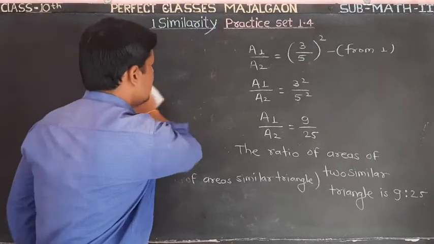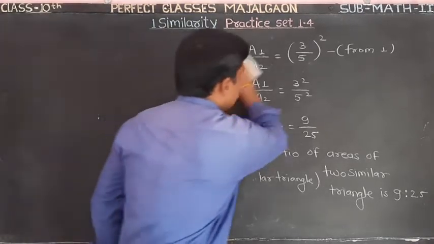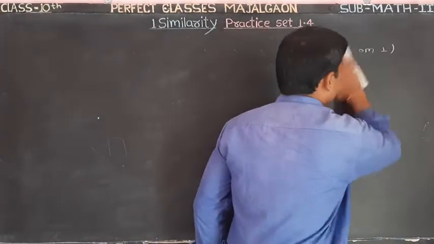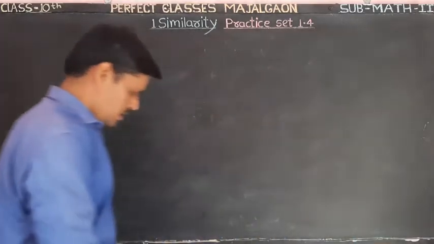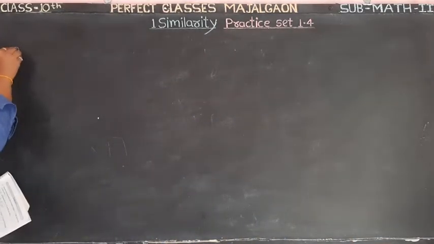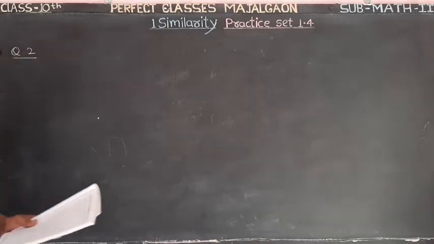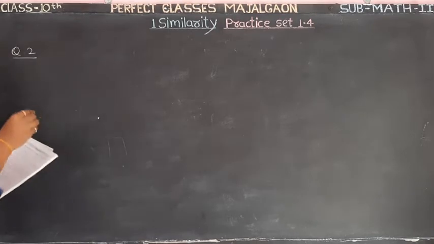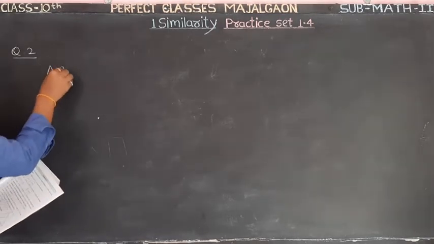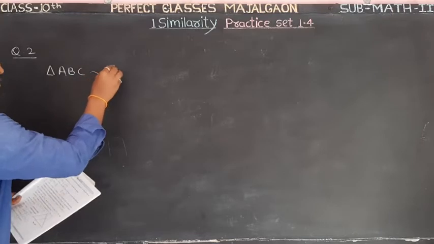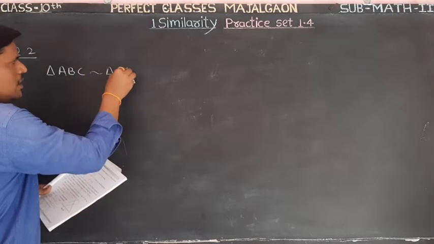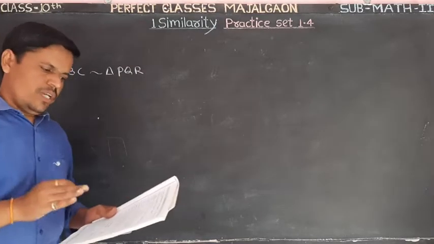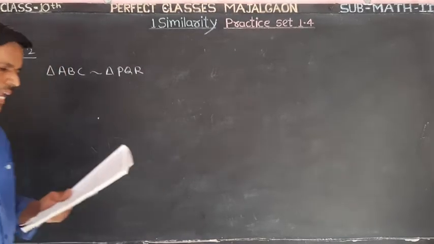Now we see the second question in practice set 1.4. First I read the question. If triangle ABC is similar to triangle PQR, and AB to PQ is given as 2:3, then fill in the blanks.